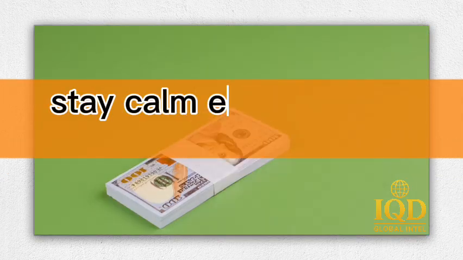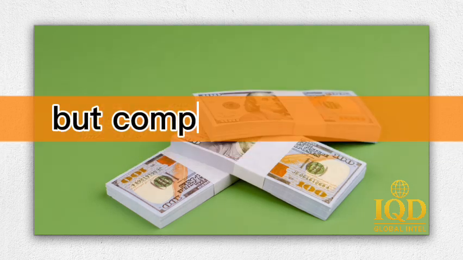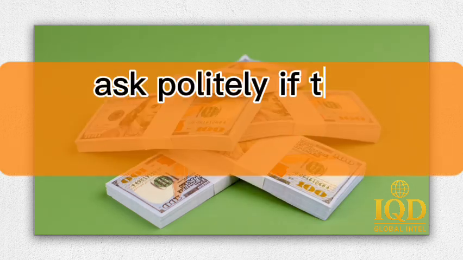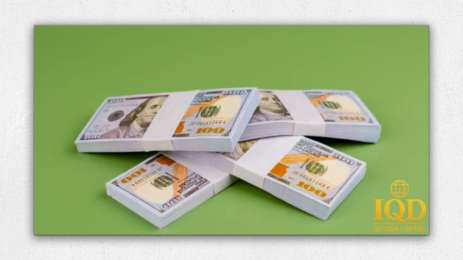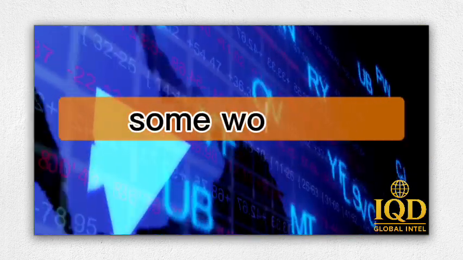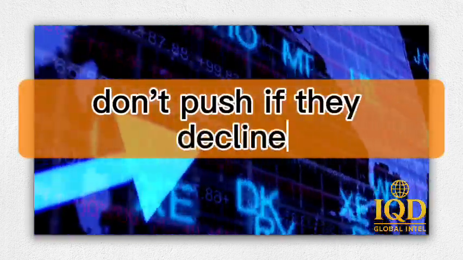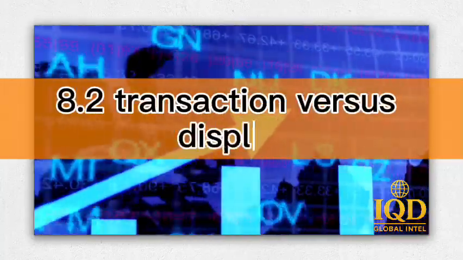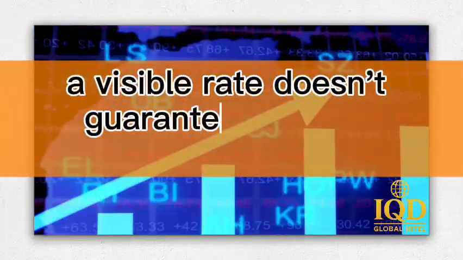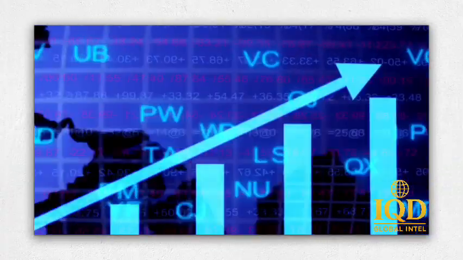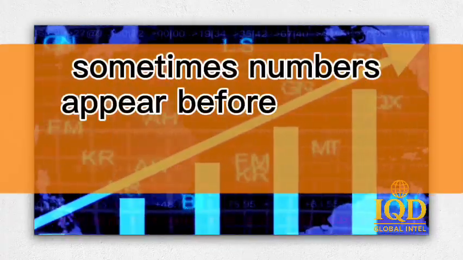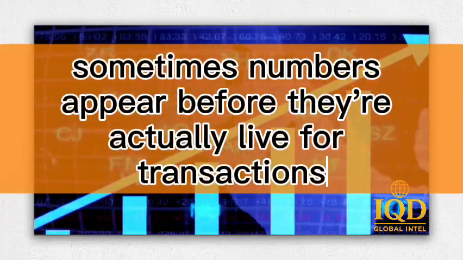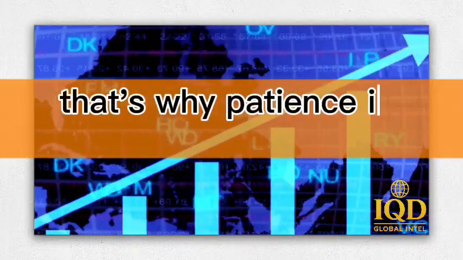1. Stay calm. Excitement is natural, but composure is key. 2. Ask politely if the banker can print the rate sheet. Some banks will provide it, some won't. 3. Don't push. If they decline, it's enough to know what you saw. 8.2 Transaction versus display. A visible rate doesn't guarantee you can complete an exchange. Sometimes, numbers appear before they're actually live for transactions. That's why patience is essential.